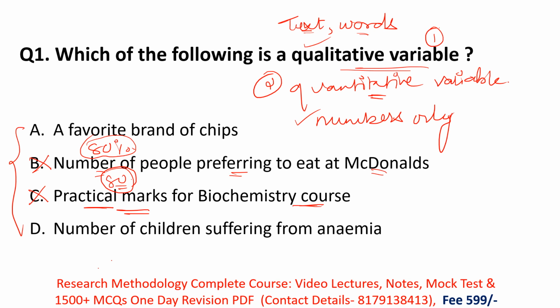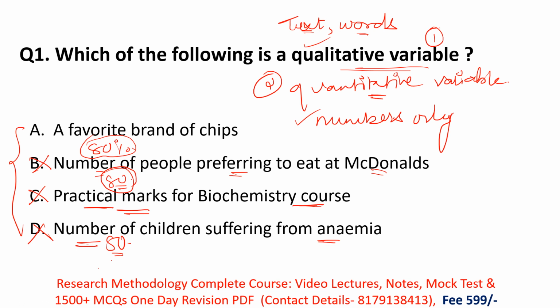Then option D, the number of children suffering from anemia. Again the word number came. Suppose there are 50 children or 50% of children suffering from anemia. Again you are getting your result in the form of numbers, so it is indicating a quantitative variable. So option D is also incorrect.